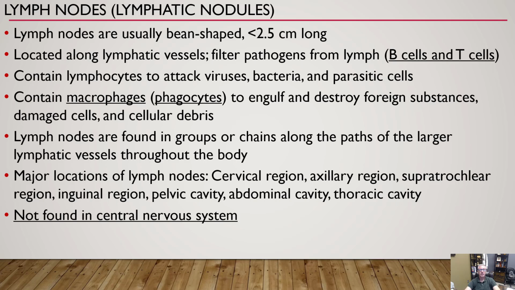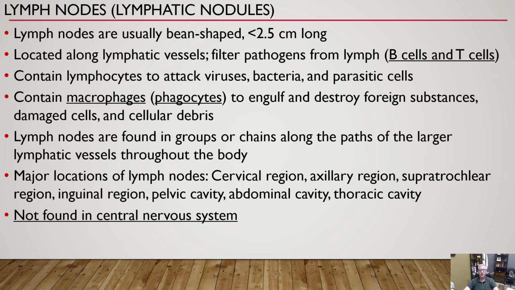All right, so lymph nodes. They're usually bean-shaped, less than 2.5 centimeters long. They're tiny. They're about that big. And they're going to be located along lymphatic vessels. They're like small filters, and they're going to filter out those pathogens from the lymph itself. Your B cells and T cells are going to live in your lymph nodes until they are called to action.